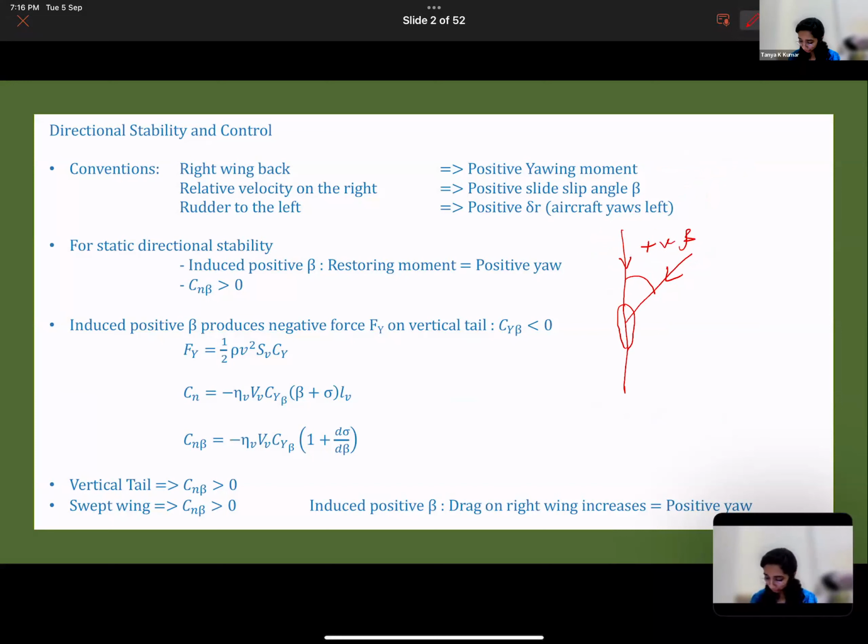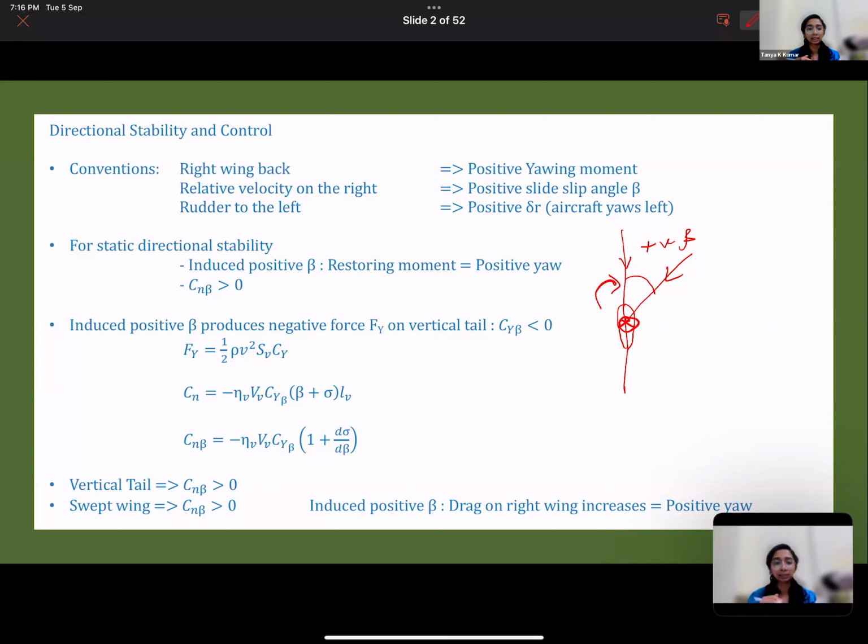Now, if this is your CG, should the aircraft yaw left or right to negate this beta, to make the beta 0? Do you turn your aircraft to the right or the left? To the right, exactly. So you need a right yaw, a positive yaw. Yaw towards the right is positive. So for a positive beta, you need a positive yaw.